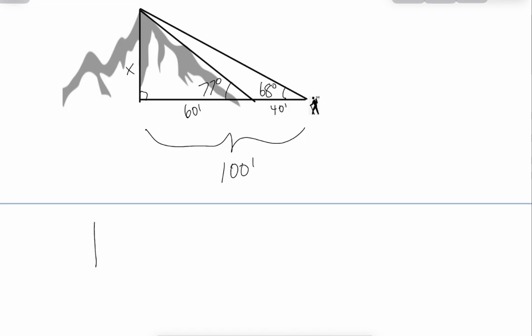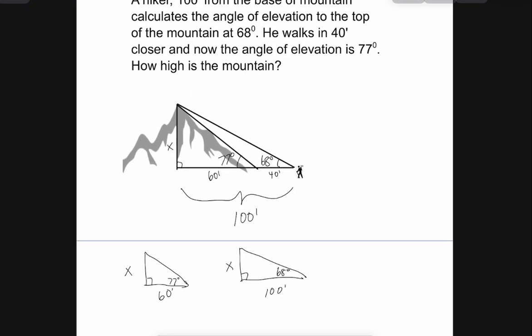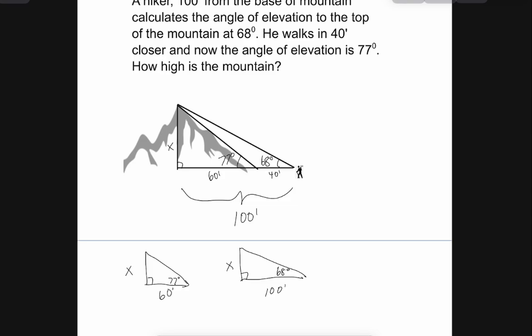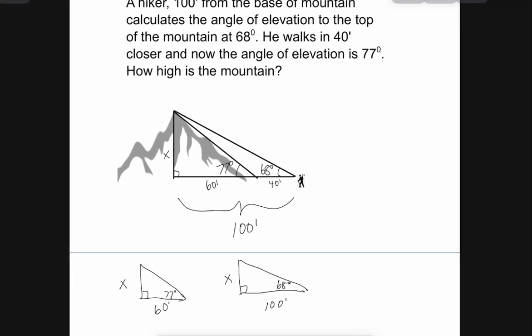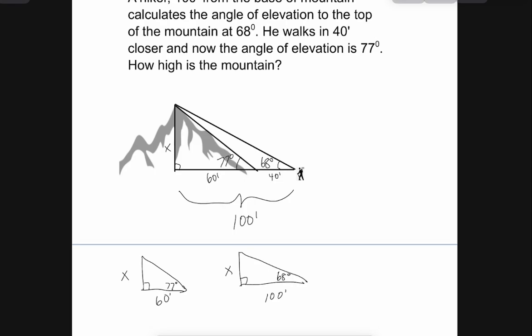So the smaller one is x, 77 degrees, and 60. The larger one is x, 68 degrees, and 100. Oh, this one is the easiest nested one I've ever seen because they didn't leave anything ambiguous.